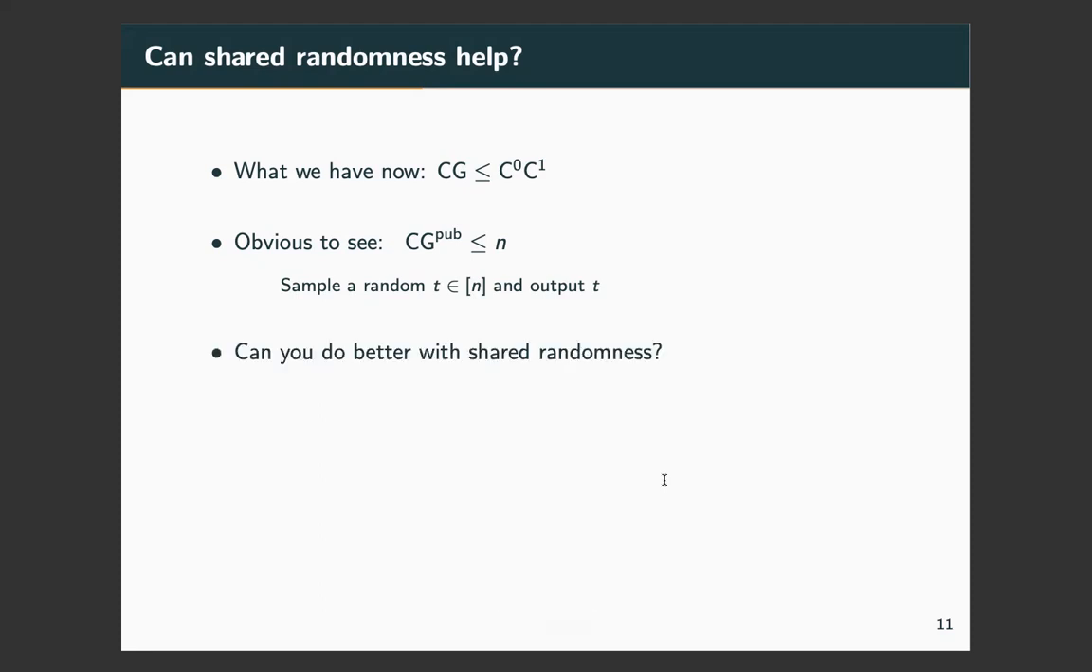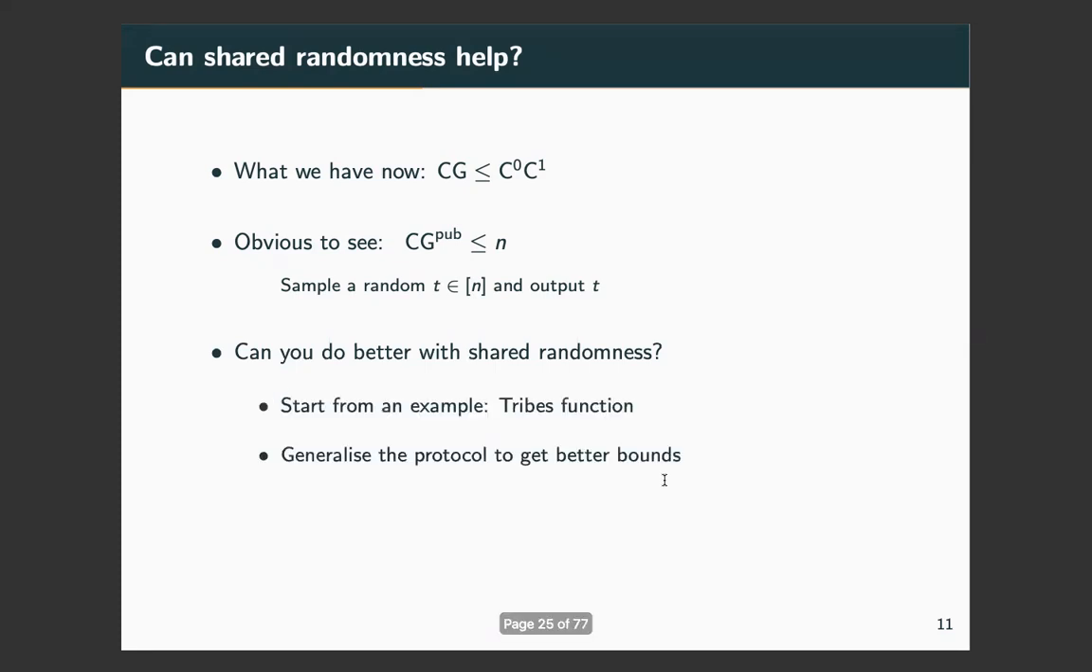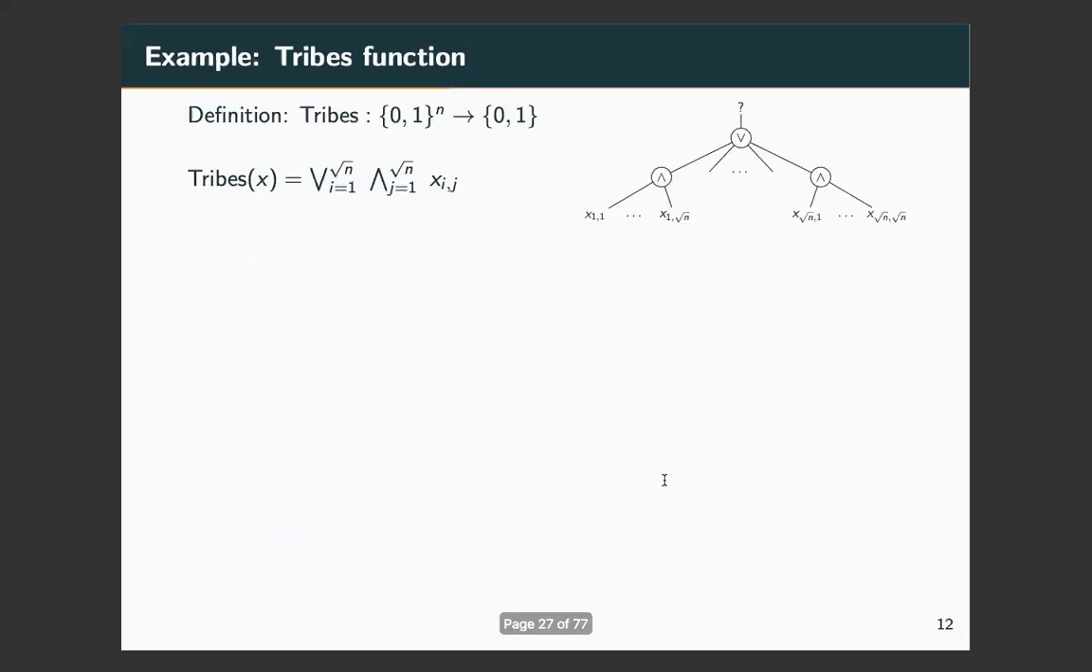But can they do better with shared randomness? We will focus on this in the next few slides. We will start with an example of the tribes function to illustrate the power of shared randomness. We will generalize this protocol to get a better upper bound on the public randomness variant, CGPub. In particular, we show that CGPub is at most certificate complexity, which is the maximum of 0 certificate complexity and 1 certificate complexity. Let us now come to the tribes function.